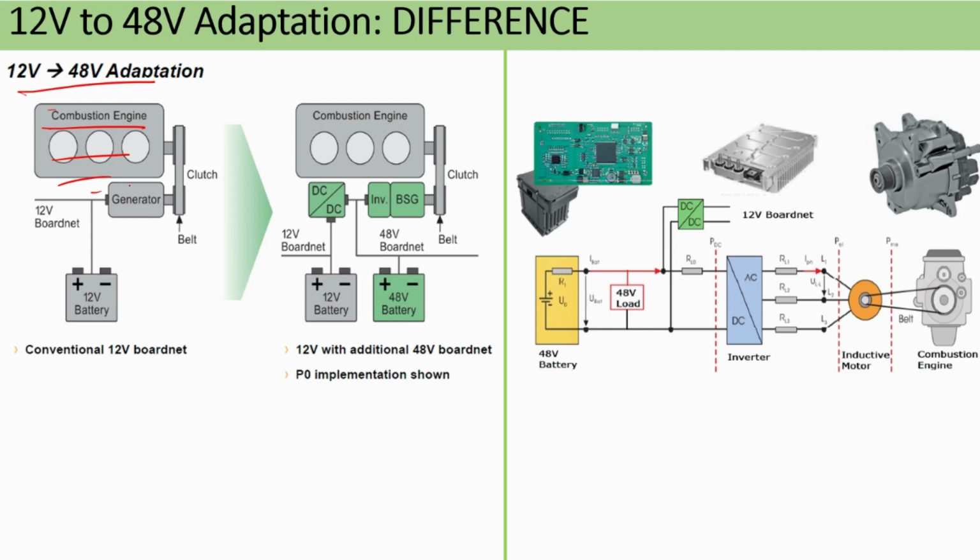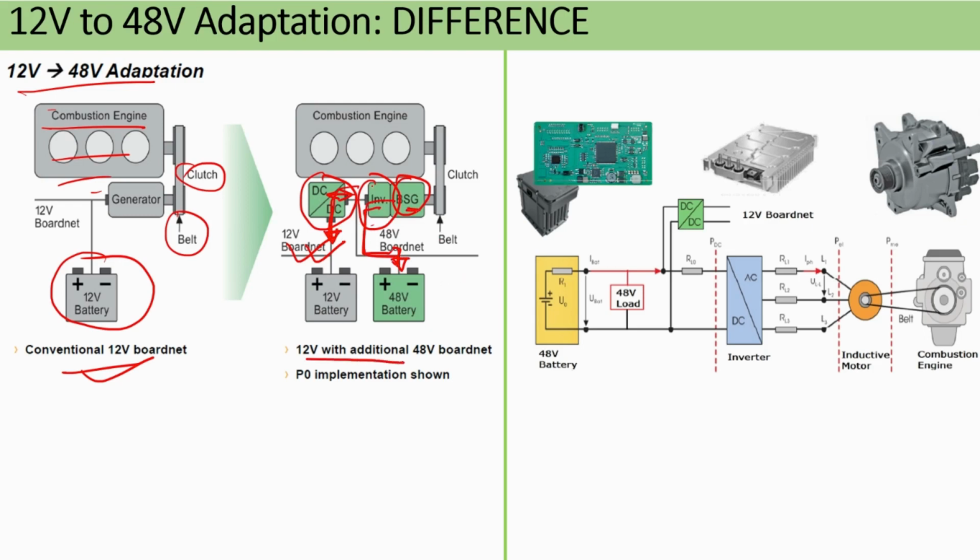What is this? This is your combustion engine. Then you have the generator, which I have already discussed. Then you have the 12 volt battery. This is the belt, this is your clutch. This is our conventional system. Then what are they doing in 48 volt? They are putting in this inverter, the BSG, belt starter generator. Then this is your old one. And here they are putting the DC-DC converter to charge this battery also. And you have the 48 volt battery, which is also charged from here only.